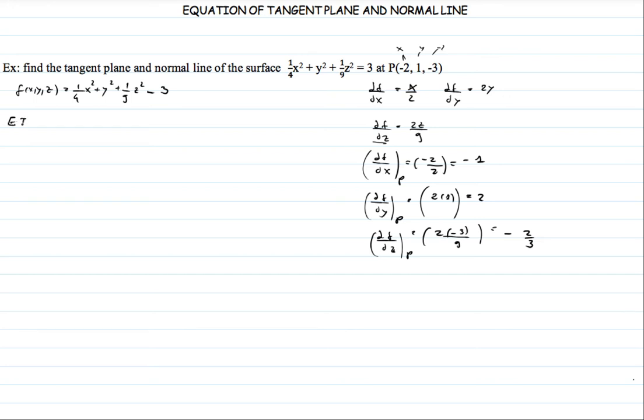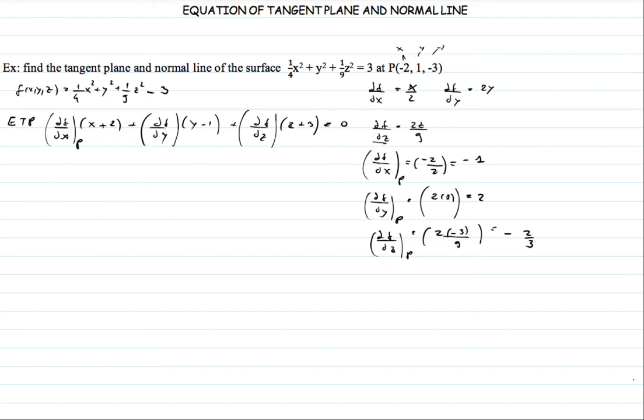The equation of the tangent plane, which I'll write as ETP, is equal to the partial derivative of this function with respect to x at that point P times x minus the coordinate of x. The coordinate of x here is minus 2, so minus and minus become plus 2. Plus the partial derivative of this function with respect to y times y minus the coordinate of y, which is 1. Plus the partial derivative of this function with respect to z, times z minus the coordinate of z here, which is minus 3, so minus and minus become plus 3, and all of this is equal to 0.